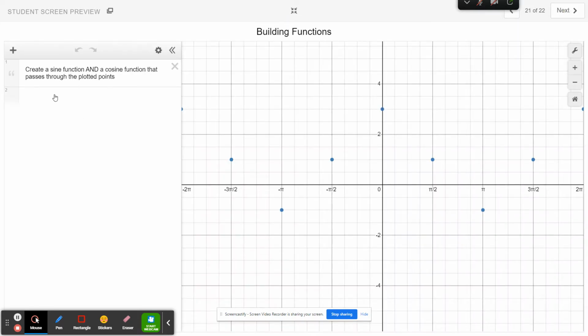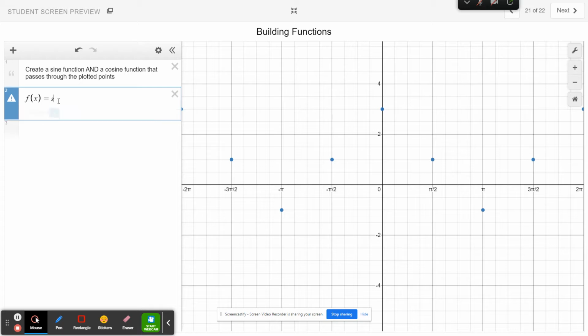All right, now same direction, sine and cosine function that pass through the plotted points. Now look at this amplitude. If I'm looking at the graph, it looks like my midline is right here at 1. You can see those straight dots in a row. It looks like my midline is 1, so my k is going to be 1. All right, so let's start with that fact.